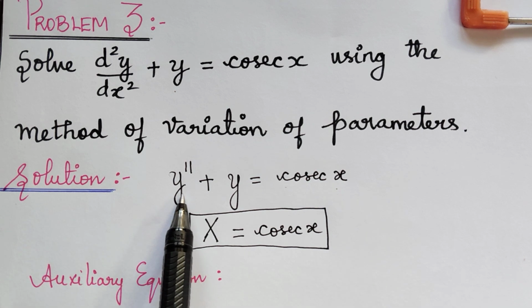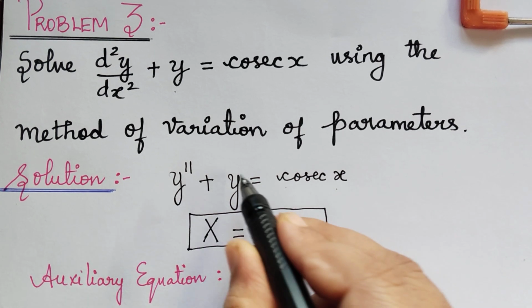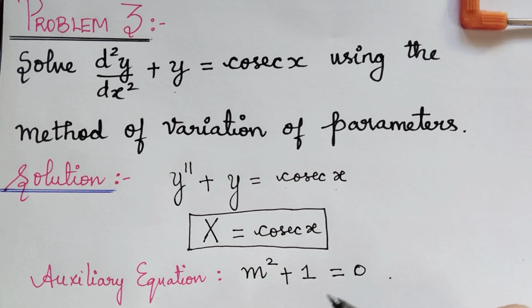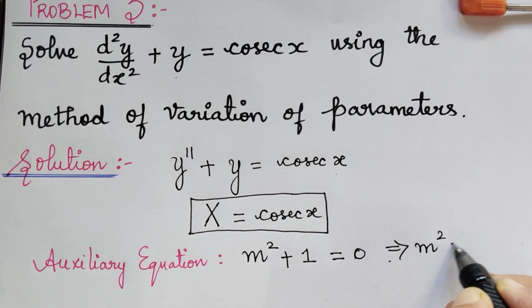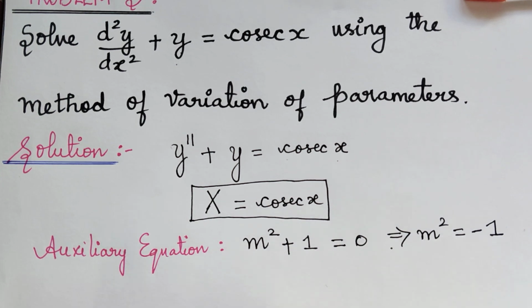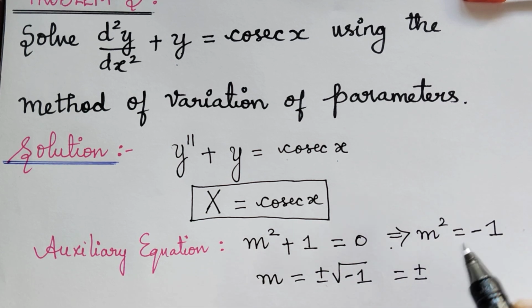After choosing capital X, we have to write the auxiliary equation for the given ordinary differential equation. Here we have y double dash, so it should be m square, plus here we have y, so it should be 1, is equal to 0. This is the auxiliary equation. Now we have to find its roots. Taking the plus 1 to the right, m square is equal to negative 1. Therefore m is equal to plus or minus square root of minus 1.